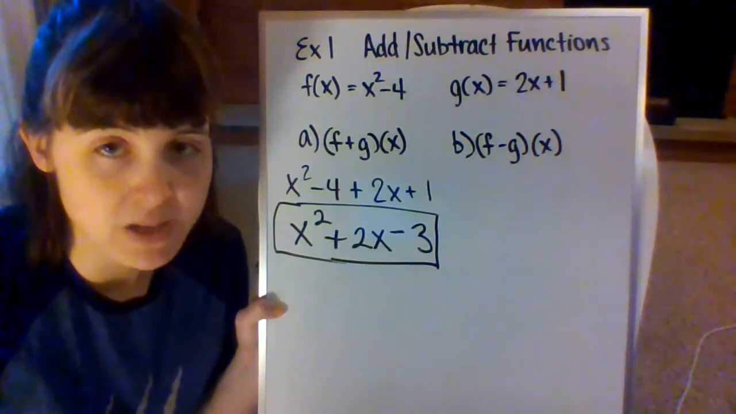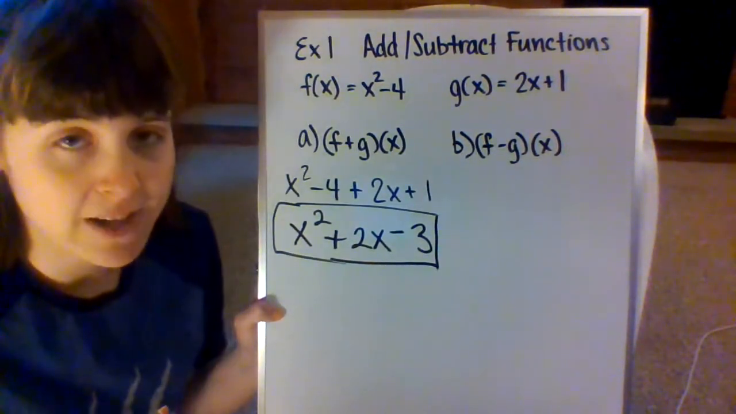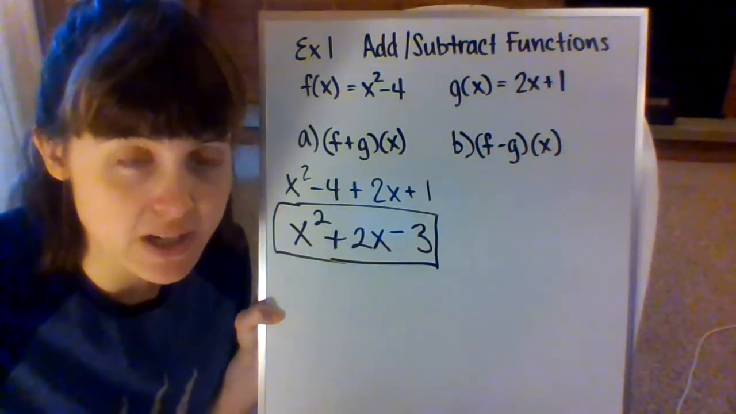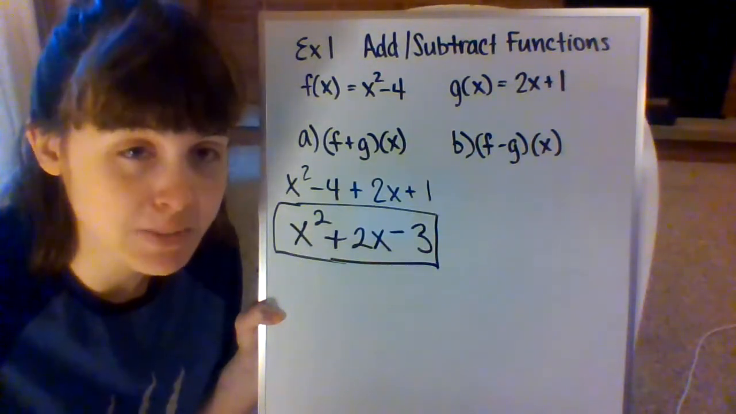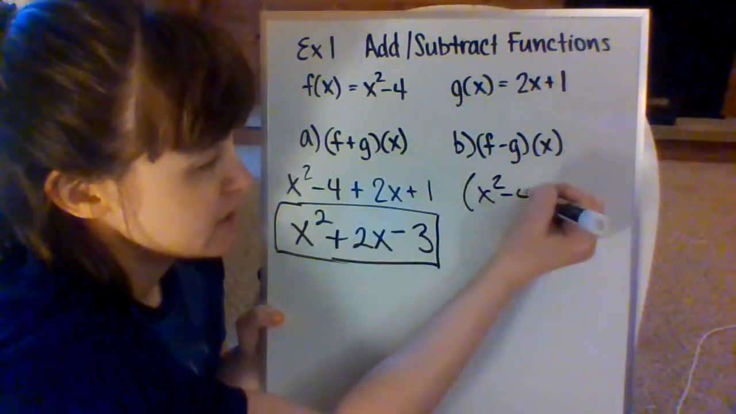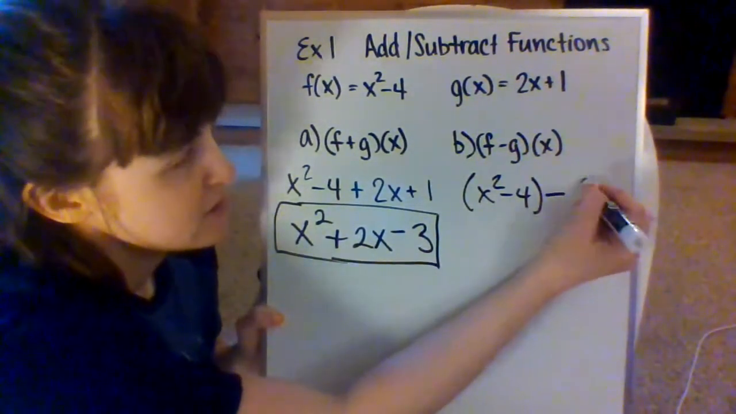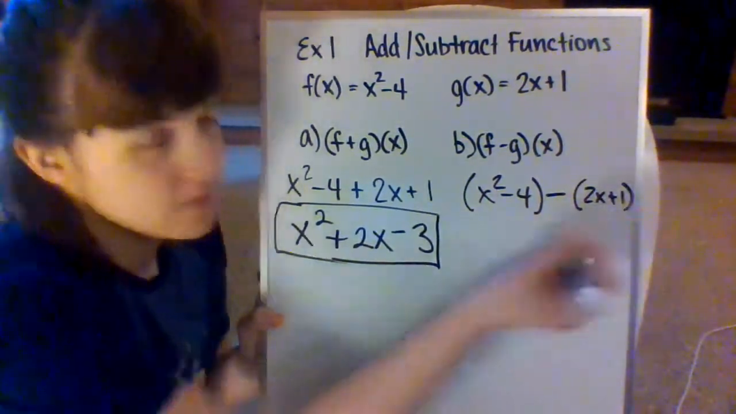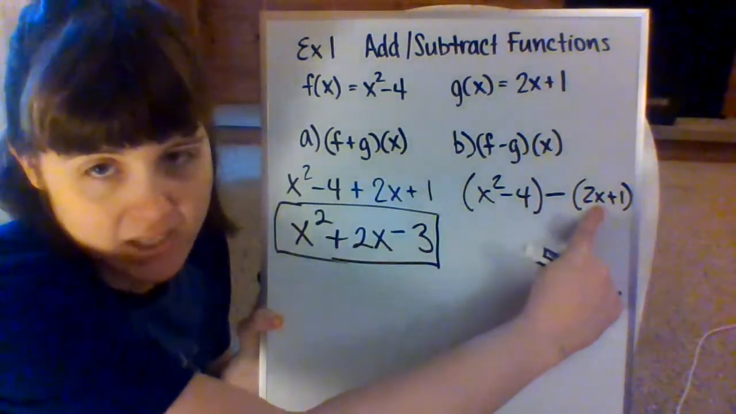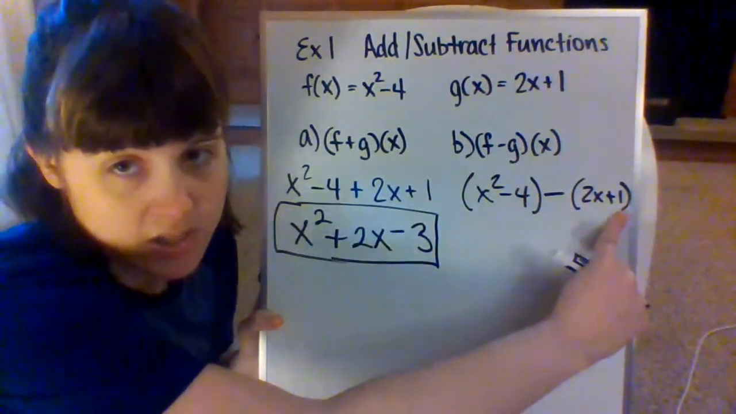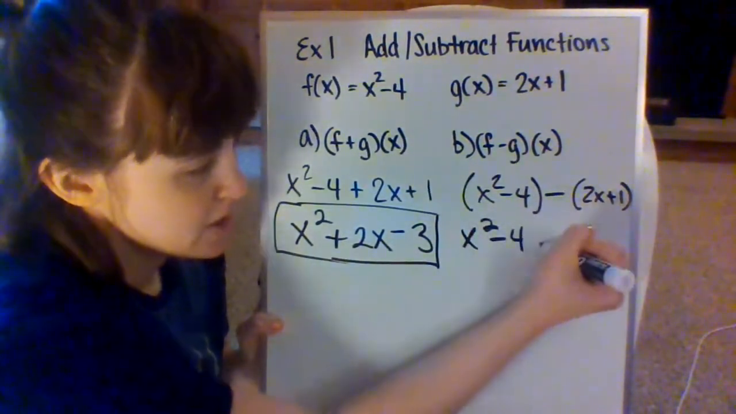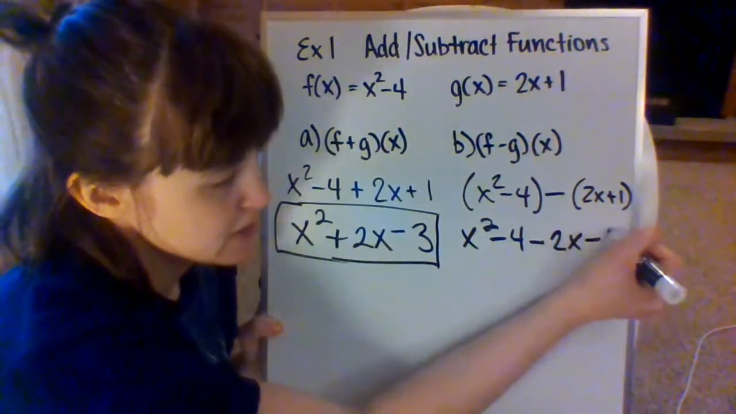Alright, so part B, we're going to be subtracting them. So we have x squared minus 4, and when I'm subtracting, I usually put parentheses around each part, because you can get tripped up by a minus pretty easily. So we're going to have x squared minus 4 minus (2x plus 1). And the reason I put that parentheses around those is because we're subtracting 2x, we're also subtracting 1. Okay, so we're going to have x squared minus 4 minus 2x and minus 1.